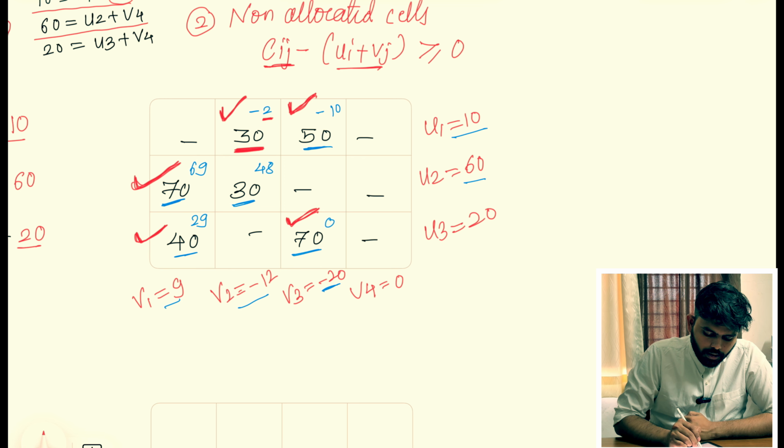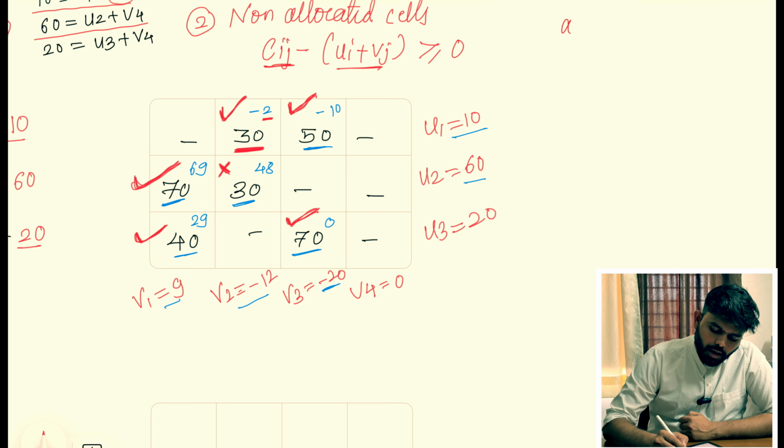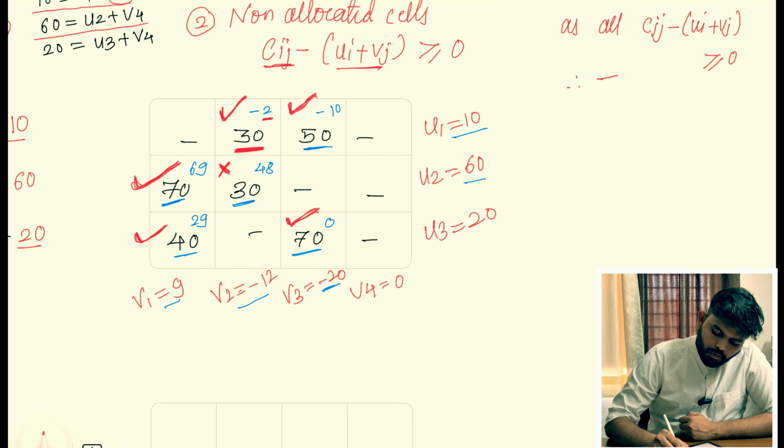But here in cell 22, 30 minus 48 is not positive or 0, it is negative. So cell 22 is not satisfying. And as cell 22 is not satisfying, we can write that Cij minus (Ui plus Vj) is not greater than or equal to 0, therefore the above solution is not optimal.